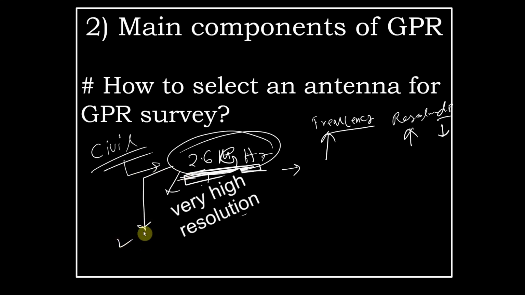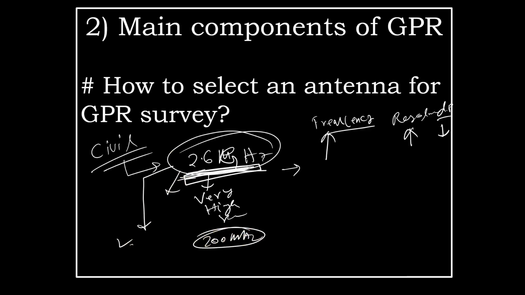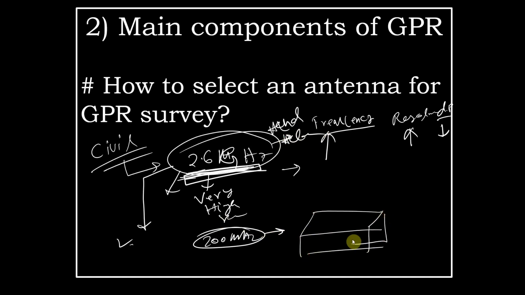Okay, so I'll put a photograph here. The size of the 2.6 gigahertz is very small compared to the 200 megahertz. So the size of a 200 megahertz antenna will be larger, way larger. So it could be a handheld instrument. And the 200 megahertz instrument, it's portable, obviously it's portable, but it will be bigger in size. So as the frequency increases, the size of the antenna becomes smaller.